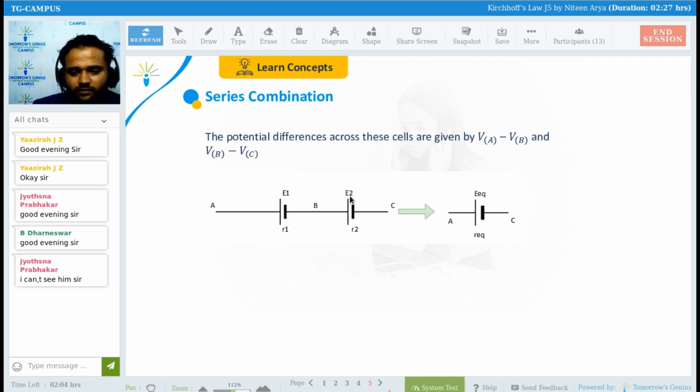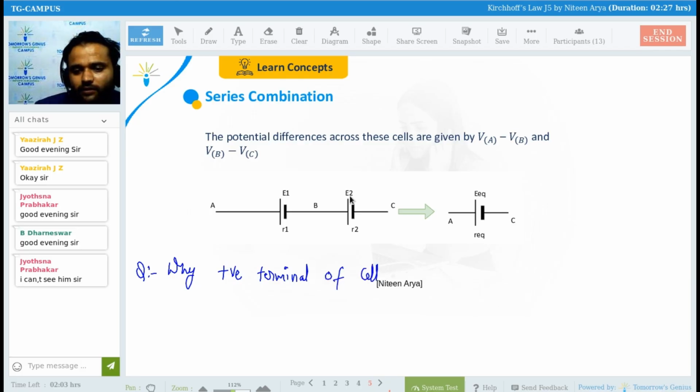Where is B? Okay. Yeah. Tell me why it is. My question is why positive terminal of cell or battery? Cell or battery. Only then current will flow, right? Okay. Anyone else? Cell or battery.